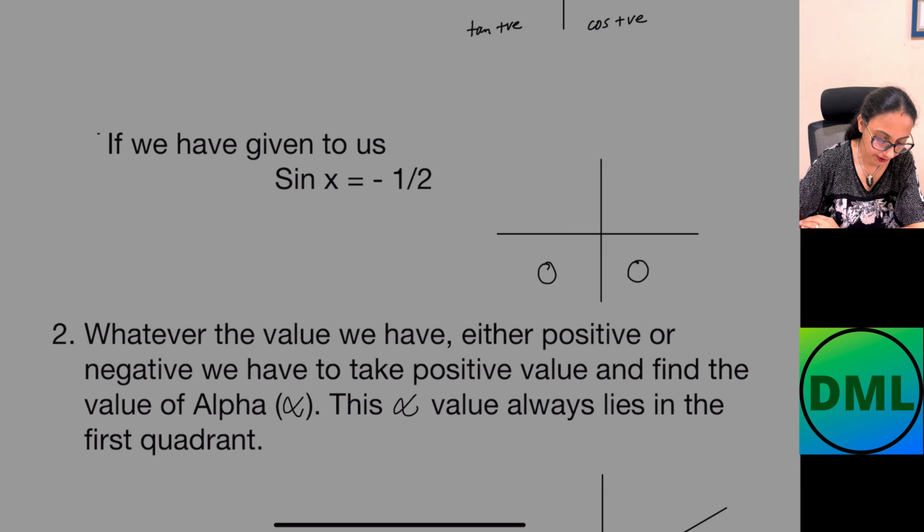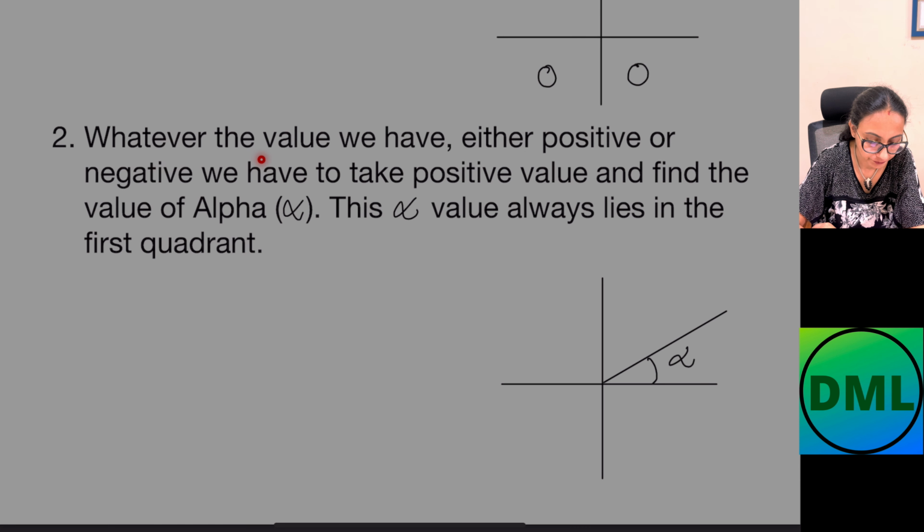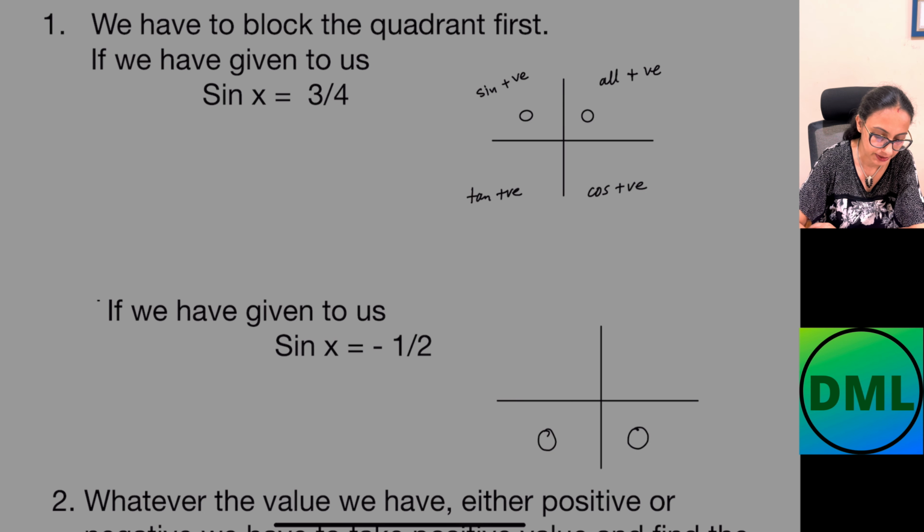The second point we have to take care of is that whatever value we have, either positive or negative, we have to take the positive value and find the value for alpha. This alpha value always lies in the first quadrant. What is the meaning of that? The meaning is, if we have sin x is equal to 3 by 4, we have to first find out the basic angle alpha, which always lies in the first quadrant.